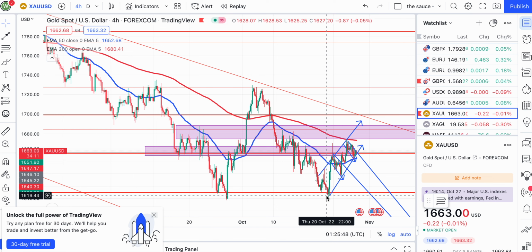I have the 50 EMA on here. It's blue, and this red line is the 100 EMA. I just use the 50 EMA to tell me when the trend is changing, because to me the 50 EMA tells me when there's a trend change. So that's what I really have the 50 EMA on here for.